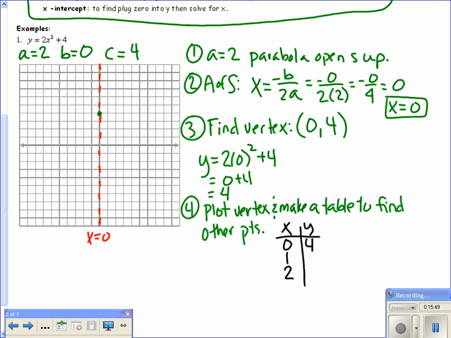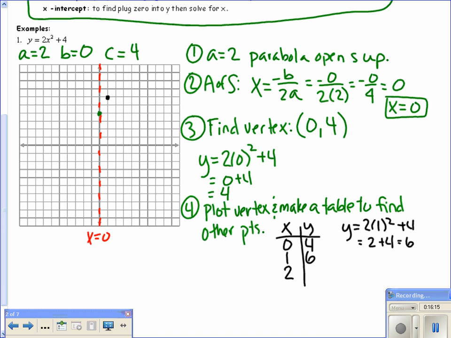So now I'm going to plug in 0 for x to solve for y. So I'm going to do my math over here. So y, or not 0, sorry, 1. y equals 2 times 1 squared plus 4. So 1 squared is 1, 2 times 1 is 2, so I have 2 plus 4, which is 6. So that's my y coordinate. So I have 1, 6. So 1 right, up 1, 2, 3, 4, 5, 6, which is right here.